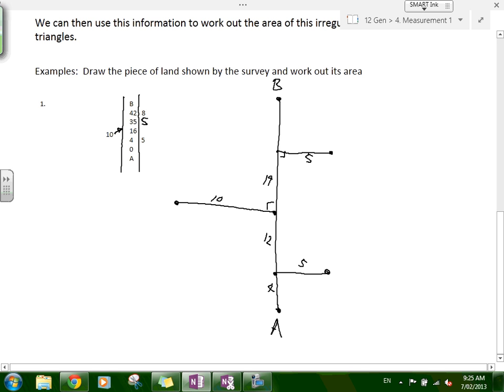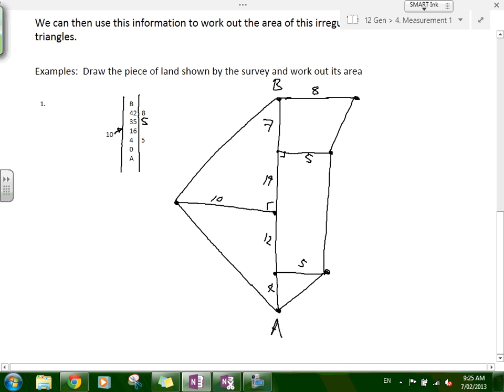Remember that they're all perpendicular. So make sure you use a ruler. You want it to be neat and nice. And then 7 more meters. You get to point B. And it's actually from point B out 8 meters. Right, and then we can connect up the points. Right, so that's what our little piece of land looks like. We've got all the measurements, so we can work out its area.